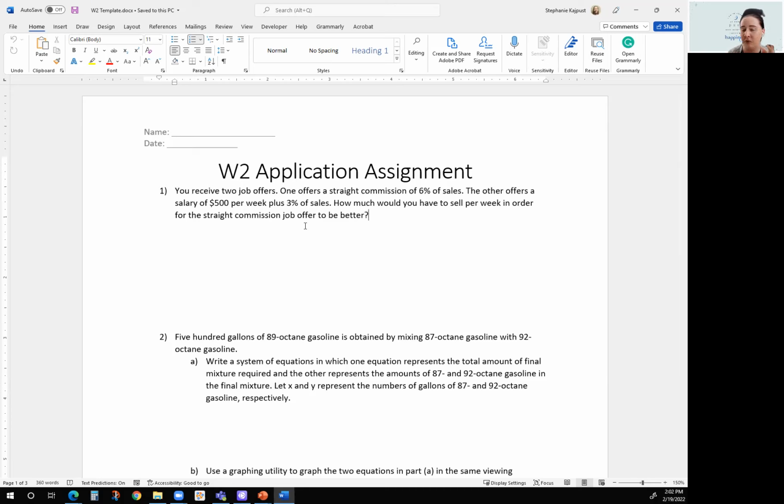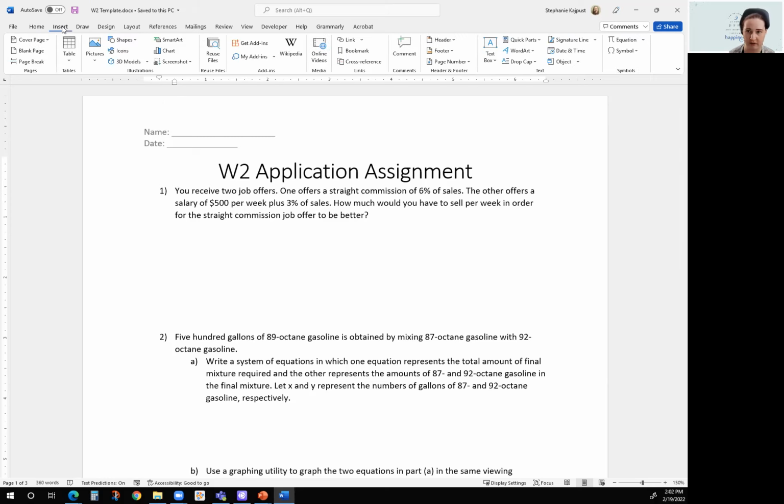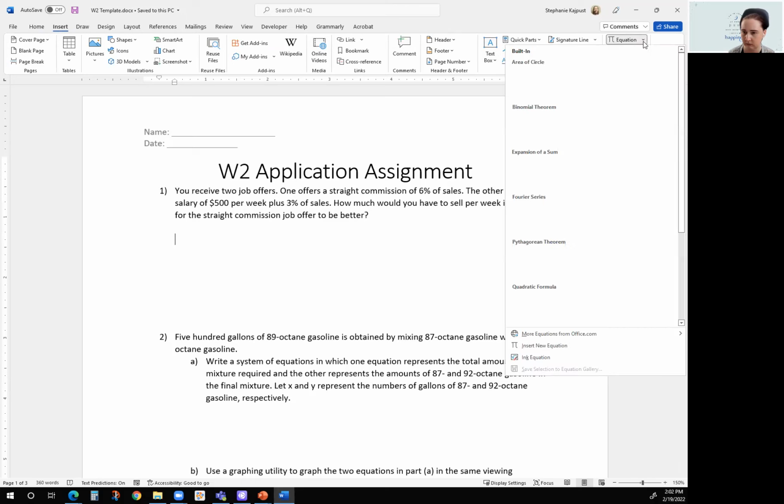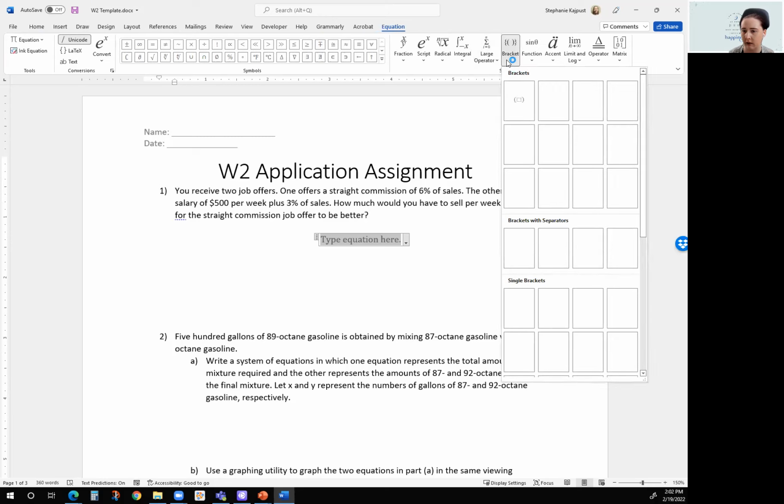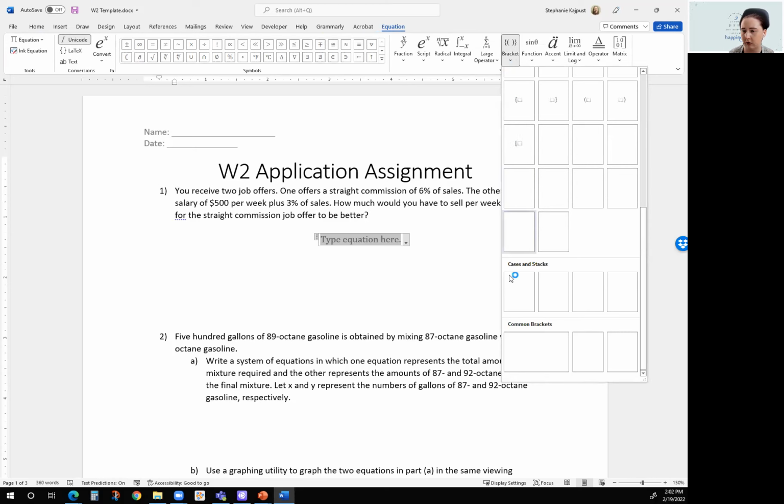You do have to write your systems. So if you're typing, and I noticed a lot of people were typing, you don't have to type, you can do it on paper. But if you are typing, when you go to insert an equation under bracket here, and then if you scroll down, this is how you can get a 2-variable system.